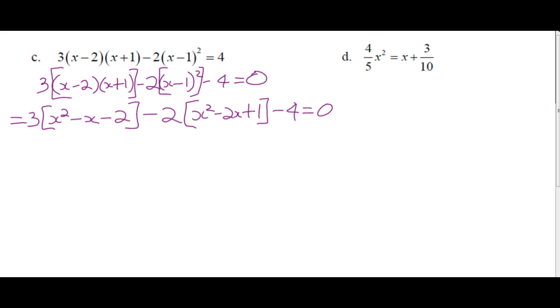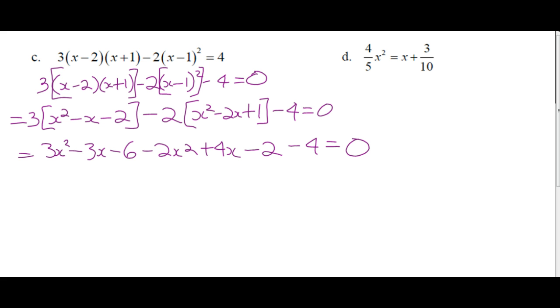Expanding these, you've got to be very careful, right? So the first one, pretty easy. It's just 3x squared, nice squared, minus 3x minus 6. Okay, now, minus 2x squared. Negative 2 times negative 2 is plus 4x. Minus 2, minus 4. That's just this guy. It's been along for the ride up until now. Okay? And hey, if you notice a mistake, speak up sooner rather than later.